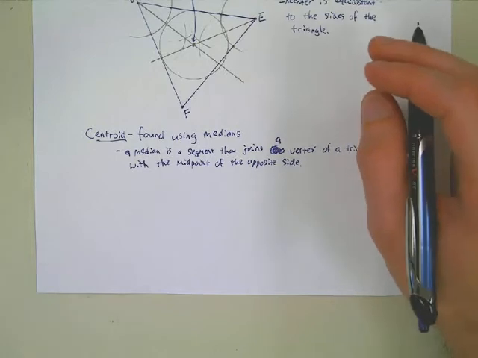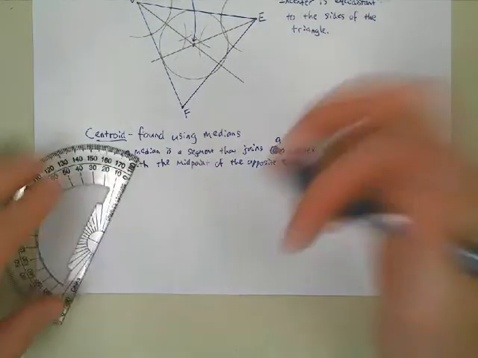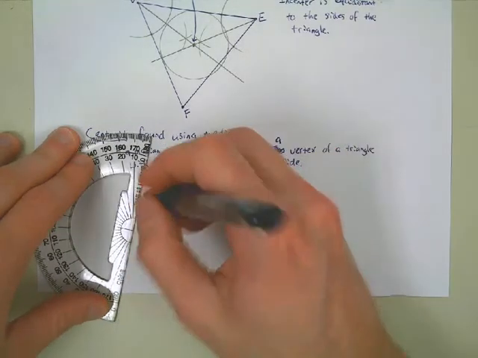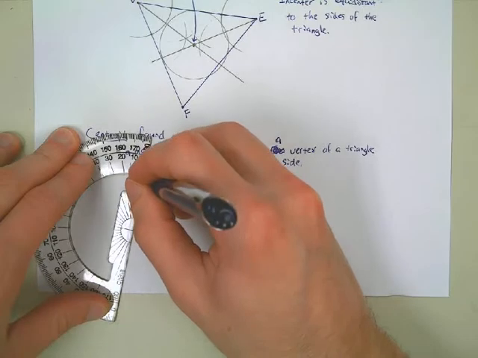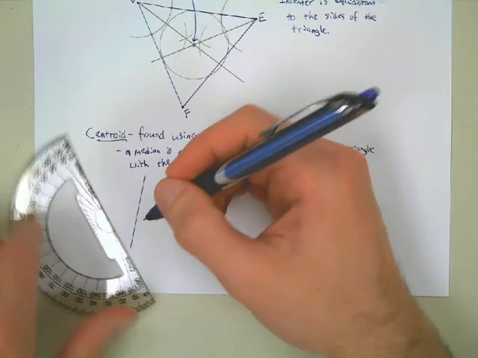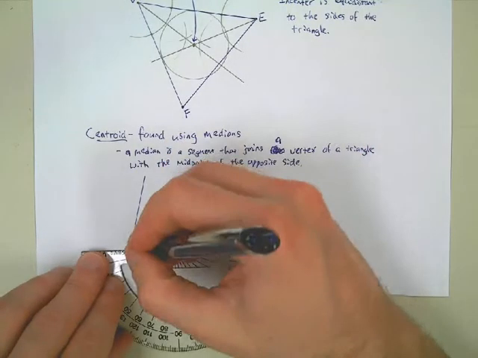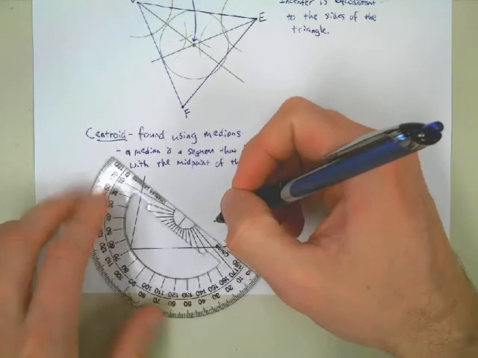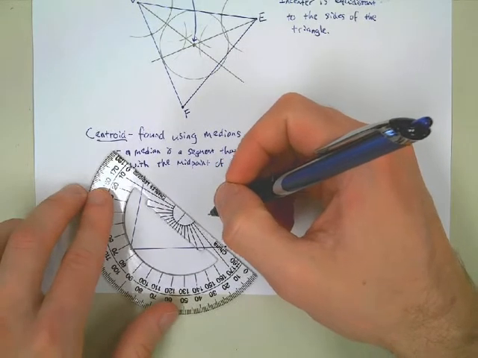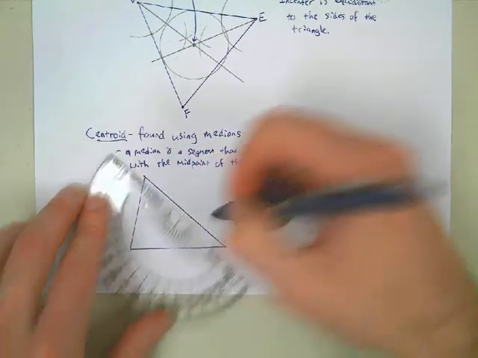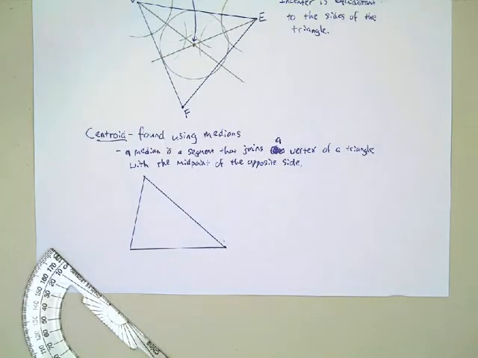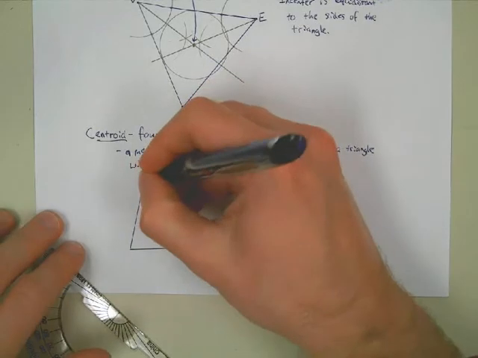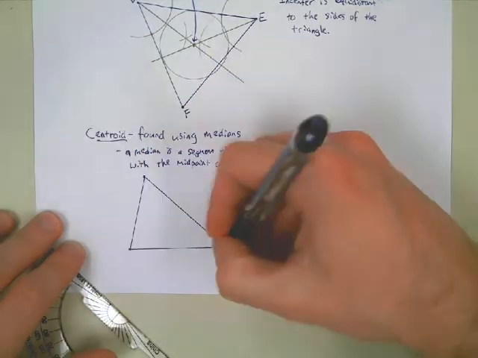So let's get a triangle drawn up here. You can draw whatever kind of triangle you like. Okay, so there's my triangle. Boom. And I'll call this triangle, I don't know, GHI.